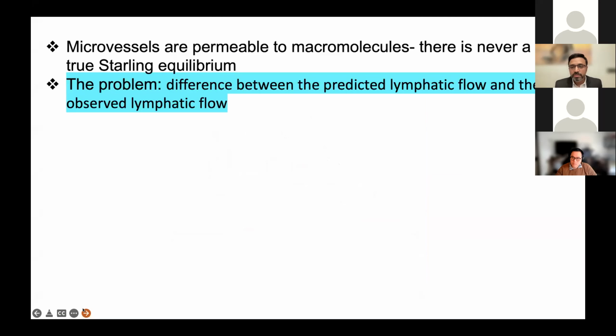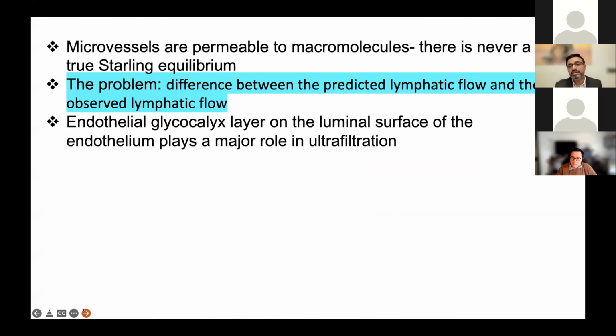But the problem is, if there is no reabsorption from the venular end, then there should be a very large amount of filtration occurring. And if all the filtered fluid is not being reabsorbed by the veins, then it's probably being cleared by the lymphatics. But what we have seen is that the lymphatic flow does not actually match the classical amount of fluid which should be filtered out from the capillaries based on the Starling equation. So there is a discrepancy between the amount of fluid which is filtered out and the lymphatic flow.